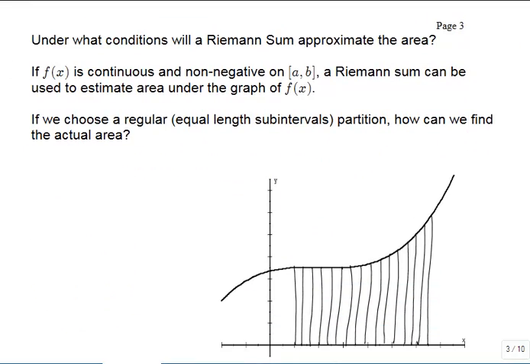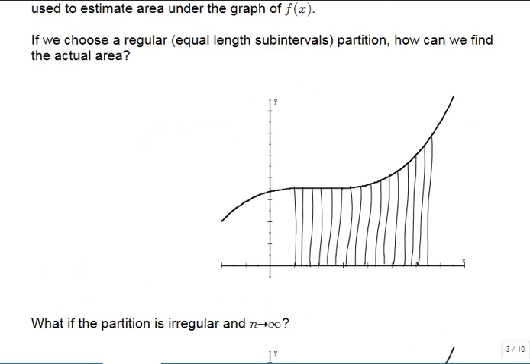So, under what conditions will a Riemann sum approximate the area? If your function f is continuous and non-negative, that means it stays above the x-axis, then a Riemann sum can be used to estimate area under the graph of a function. If we choose a regular, equal length subintervals partition, how can we find the actual area? Well, that's what we've already done.